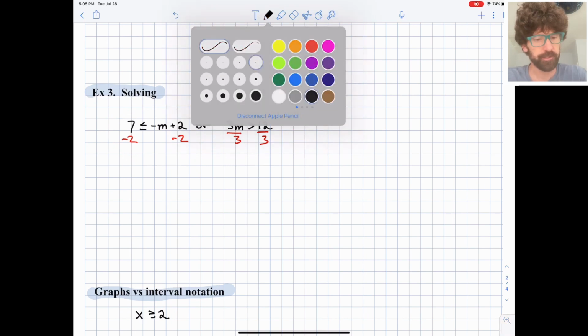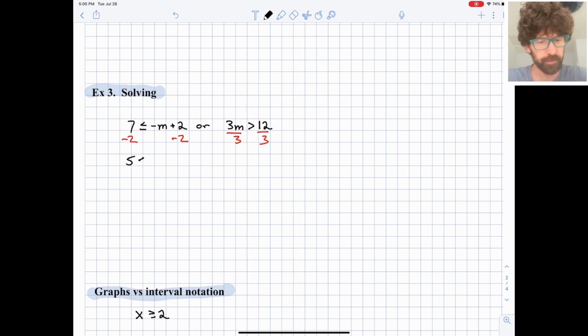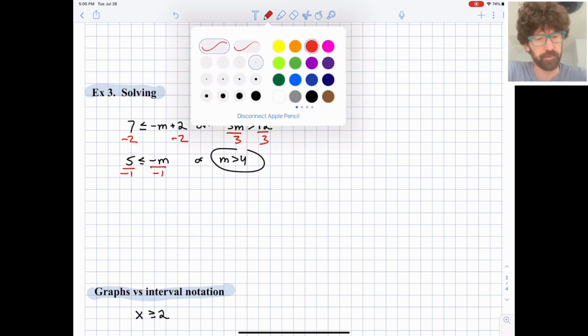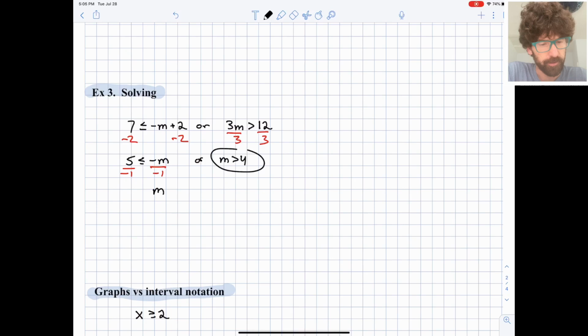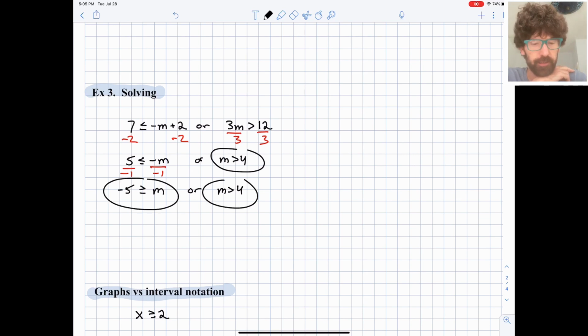Okay, so this turns into 5 is less than or equal to negative m, or m is greater than 4. So that one is finished. This first one we need to divide by a negative 1, which means we'll end up flipping some signs. So we have a negative 5 over here, and that less than or equal to turns into a greater than or equal to. Okay, so let's take a look at what we have right now. We have two basically greater than statements with an or in between. Okay, so or really means that one or the other has to be met. They don't have to both be met.